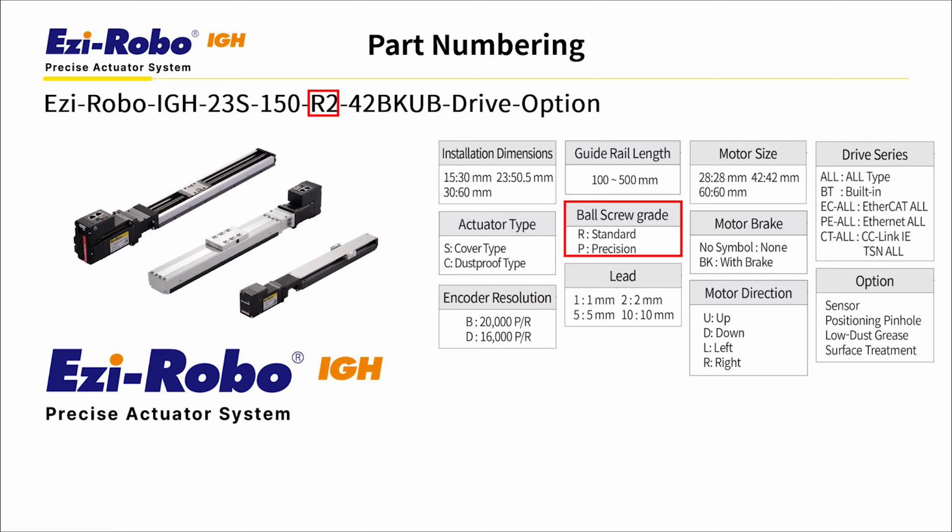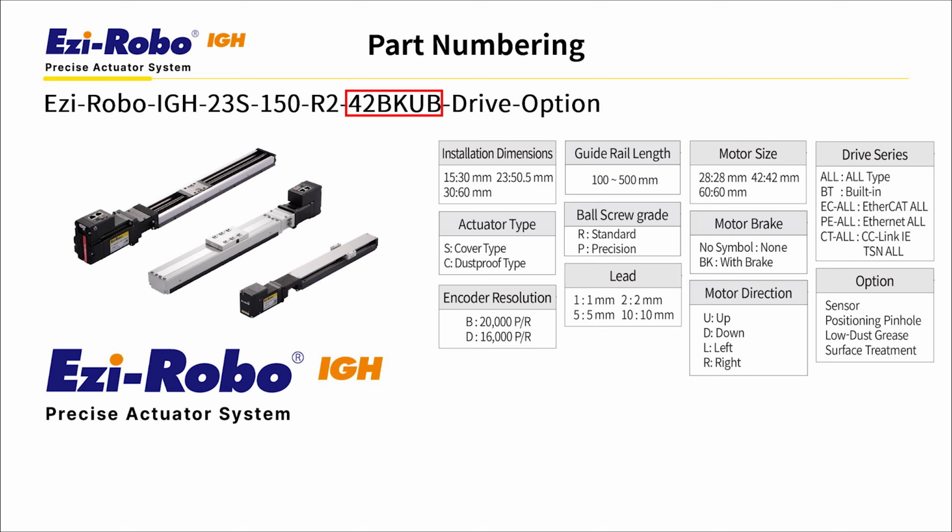In R2, R indicates a standard grade ball screw. Ball screws come in two grades, standard and precision. 2 refers to the lead of the ball screw, which is 2 mm. Available lead options are 1 mm, 2 mm, 5 mm, and 10 mm.